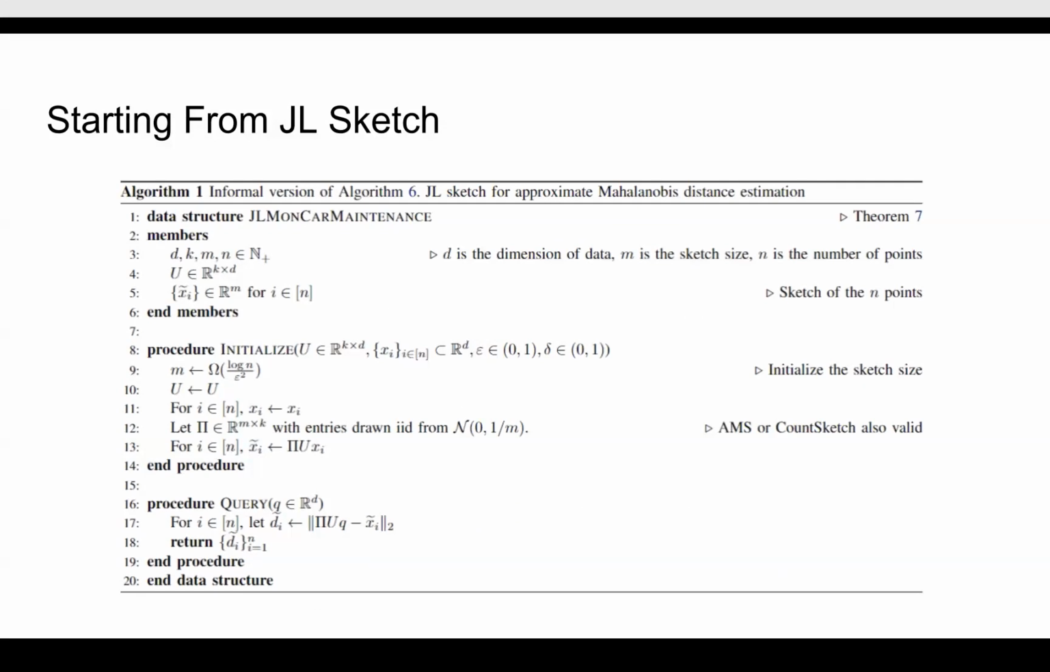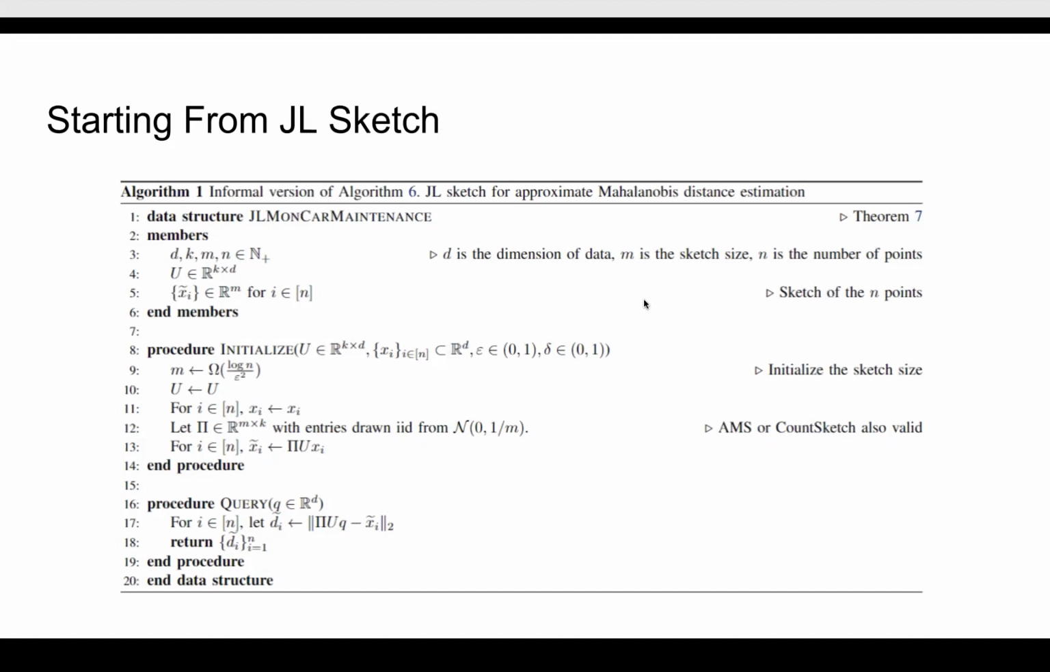Before talking about our final solution, let's give an example of the naive JL sketch solution. In the naive JL sketch based solution, we first initialize the data structure. First, we need to initialize the sketch size. The sketch size is a parameter determined by the number of data points n and also the accuracy parameter epsilon.